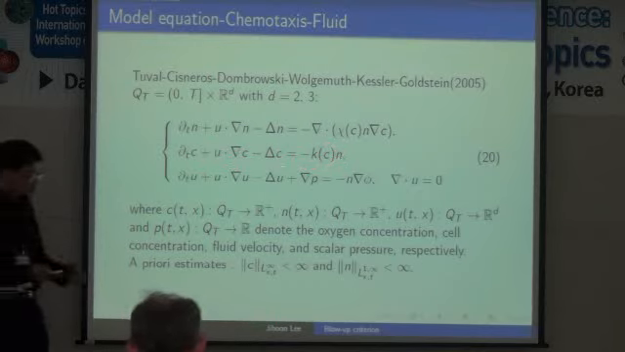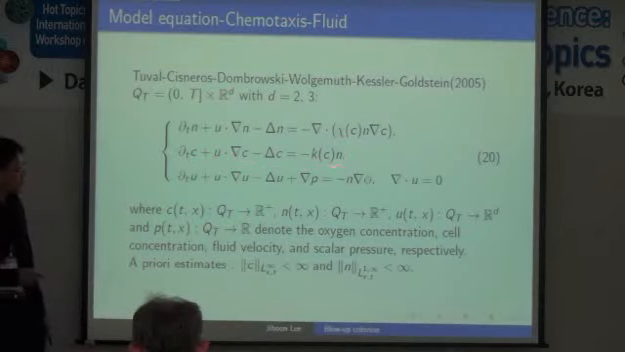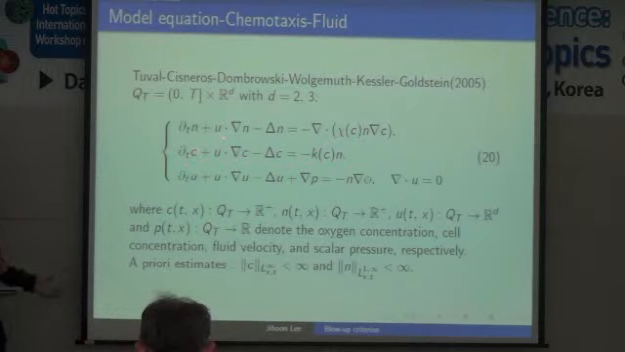So in the usual Keller-Segel model, the chemical is produced by the bacteria, but in this model, the chemical, in this case oxygen, is consumed by the bacteria. And k(c) denotes the consumption rate of the oxygen. So the chemical or oxygen is diffused and also convected by the fluid.